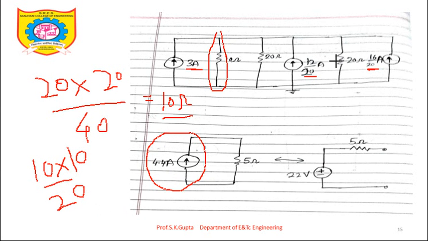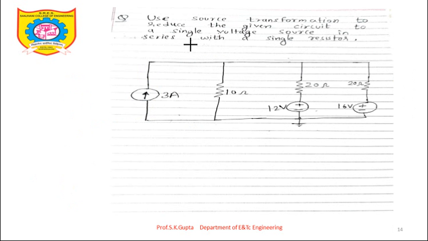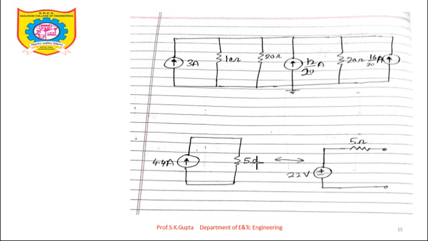So I have replaced my circuit by one current source in parallel with 5 ohm resistor. But in the question they have asked, we want single voltage source in series with a resistor. So here I will apply the source transformation again. So the current source in parallel with resistor is replaced by voltage source in series with the resistance. So resistance value is 5 ohm. So here also resistance value is 5 ohm.